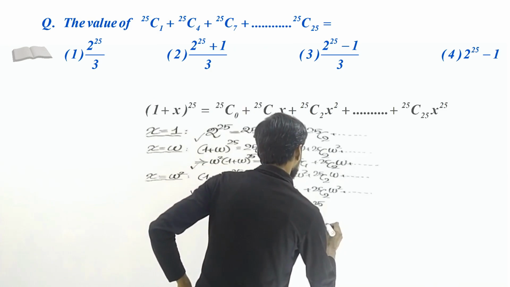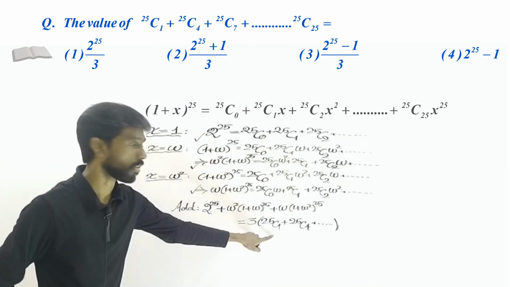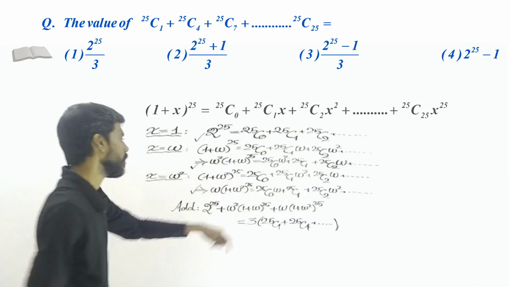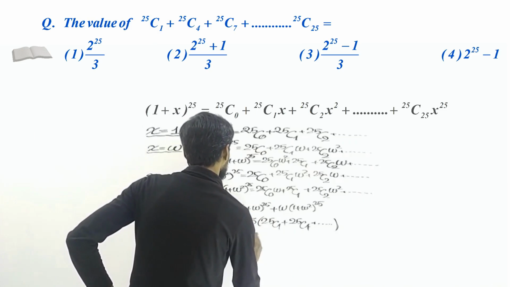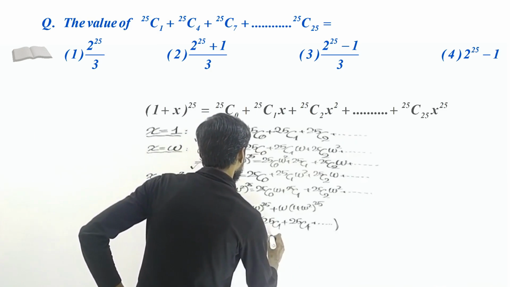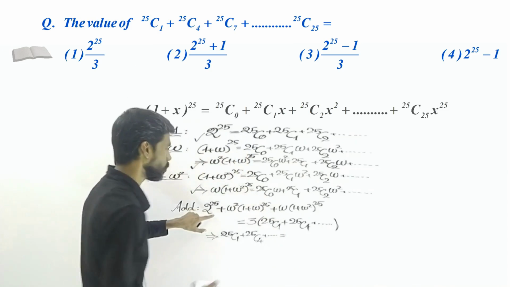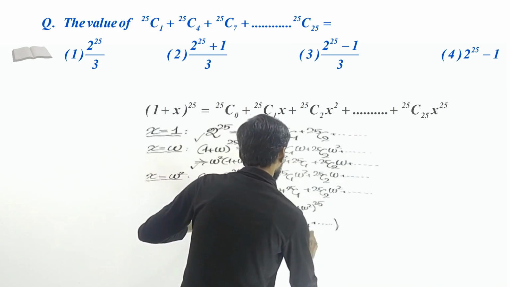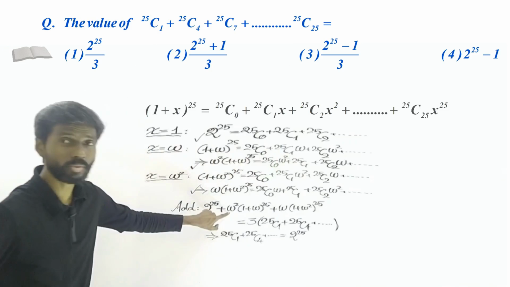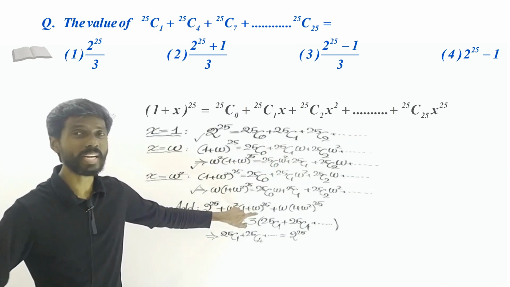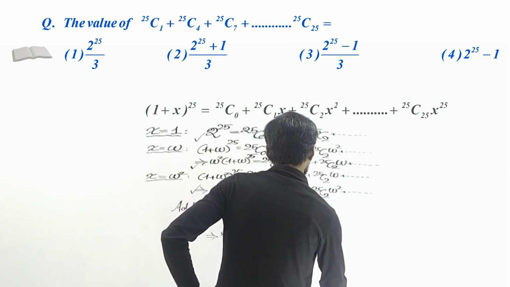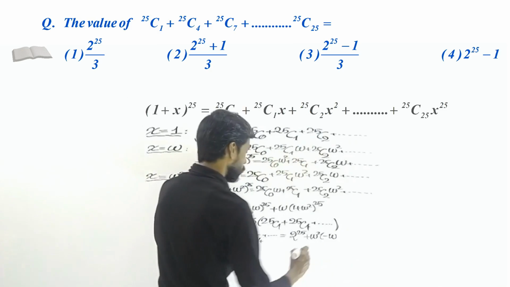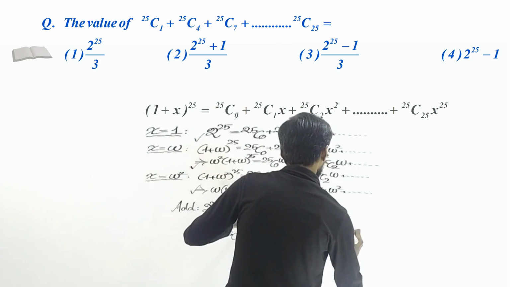So that's all. So this is our required answer, right? So we have to do this division, divide by 3. So this implies 25c1 plus 25c4, etc. So that equals this value, 2 to the power 25. And the next term, omega square. But what is 1 plus omega? So that is minus omega square. So if you simplify, it is plus omega square. This is minus omega square to the power 25.